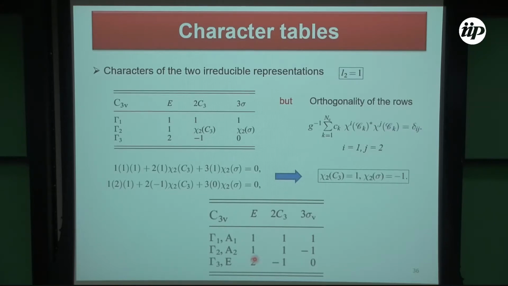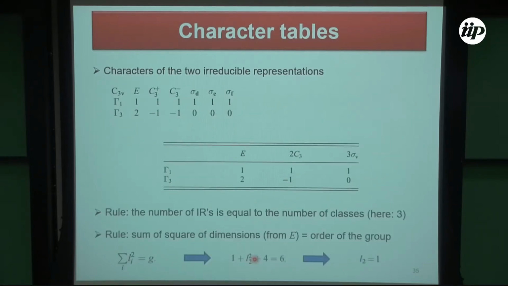Okay, so there's here. I know the order of the group. Okay, it's 6. Then by looking at the order of the group, I know how many irreducible representations I must have.